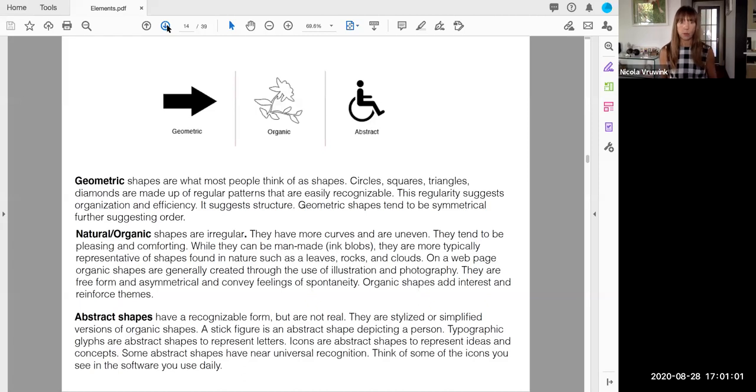On a web page, you might use organic shapes through the use of illustration and photography. They could be free-form, asymmetrical, and they can convey that feeling more of spontaneity. Organic shapes add interest and reinforce a theme.